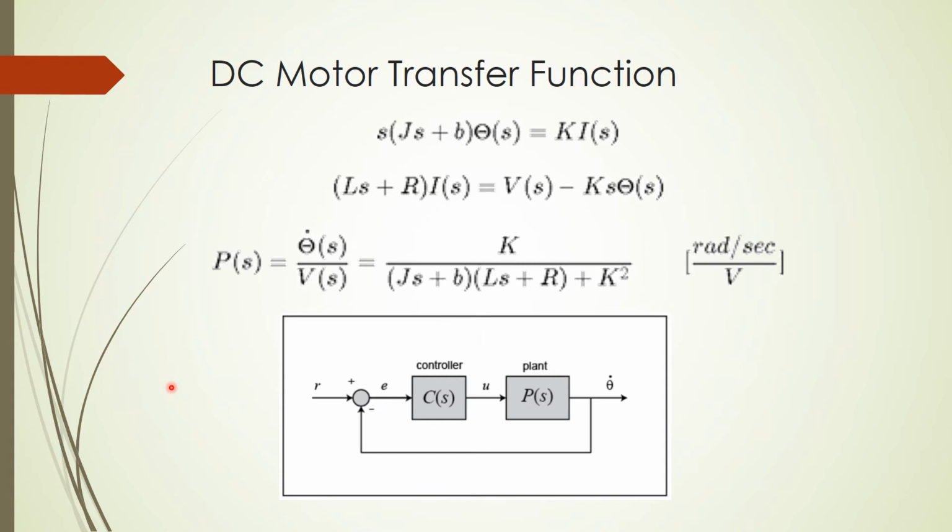Shown here is the block diagram as well as the transfer function of a DC motor. The controller shown in this part of the block diagram sends an input to the transfer function. Once the transfer function receives the input from the controller, it'll output a response.